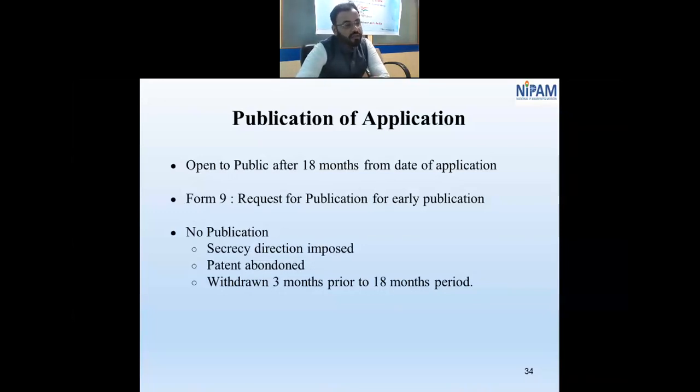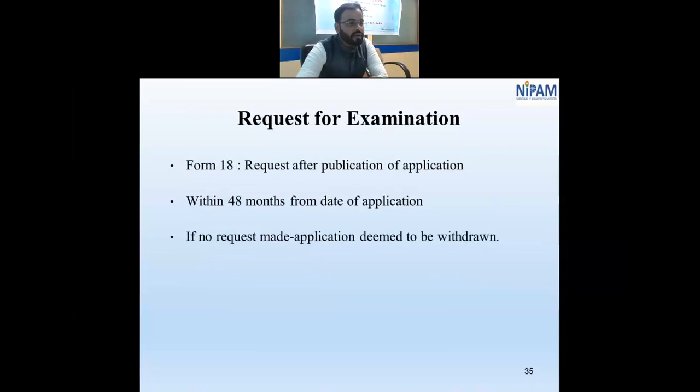There will be three different reasons if your application is not published. One could be a secrecy direction, which is imposed. Second, your patent is abandoned: you as an individual have decided not to publish, so you have written an application to the office and abandoned your application. Or third, you have withdrawn the application prior to 18 months, withdrawn 3 months prior to 18 months. So there are three different cases in which your application will not be published.